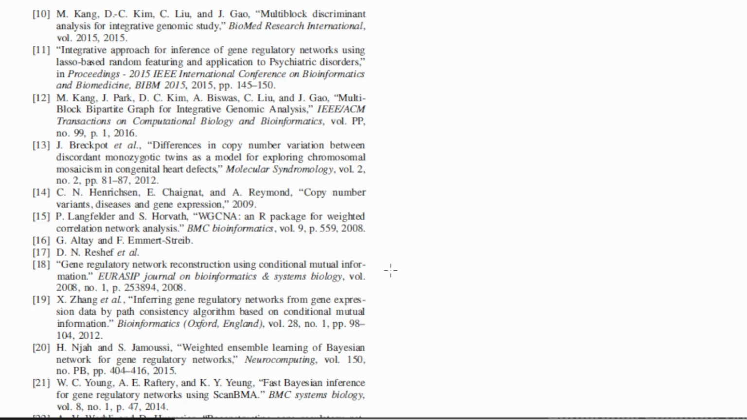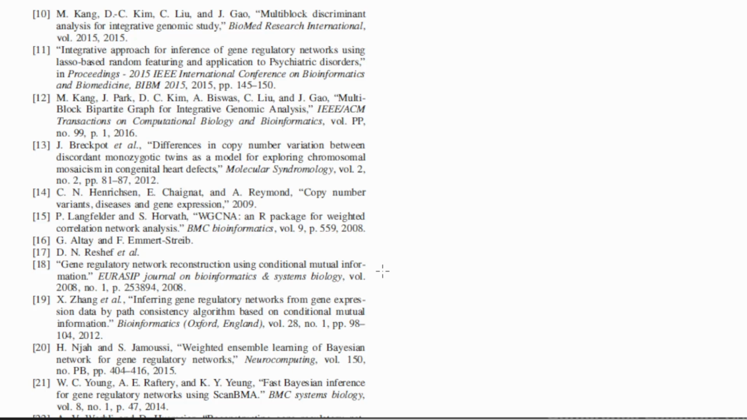253894, 2008. L9, X. Zhang et I., Inferring Gene Regulatory Networks from Gene Express Cyan Data by Path Consistency Algorithm Based on Conditional Mutual Information. Bioinformatics, Oxford, England, Volume 28, Number 1, pages 98 to 104, 2012. 20. H. Nja and S. Jamasi, Weighted Ensemble Learning of Bayesian Network for Gene Regulatory Networks, Neurocomputing, Volume 150, No. PB, pages 404 to 416, 2015. 21. W. C. Young, A. E. Raftery, and K. Y. Young, Fast Bayesian Inference for Gene Regulatory Networks Using SCAN-BMA. BMC Systems Biology, Volume 8, Number 1, p.